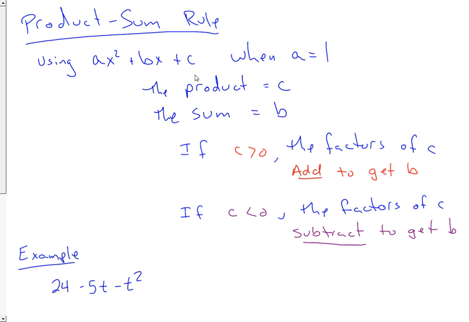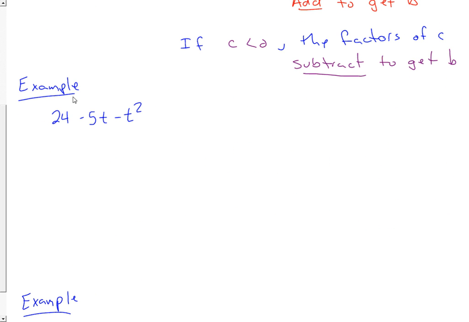Now, if c is a positive number, meaning this is a plus right here, so if c is greater than 0, then the factors of c will add to get the b. If c is less than 0, if we have a minus here in our trinomial, then the factors of c will subtract to get your b value. Okay, so let's look at what we have here.